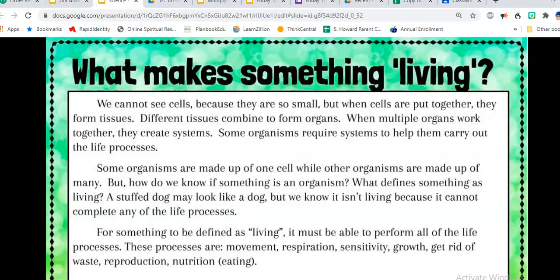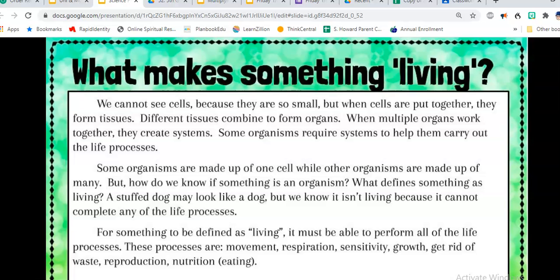But as in the second paragraph, some organisms are made up of one cell, while other organisms are made up of many. But how do we know if something is an organism? What defines something as living? A stuffed dog may look like a dog, but we know it isn't living because it cannot complete any of the life processes.